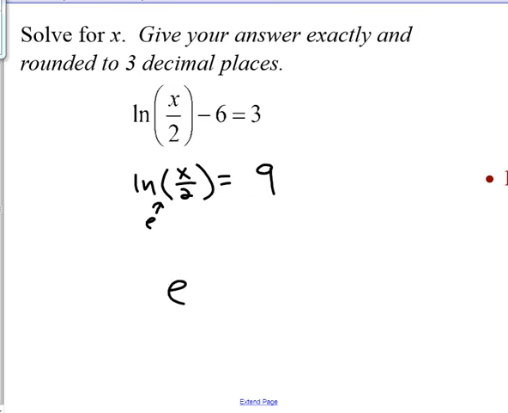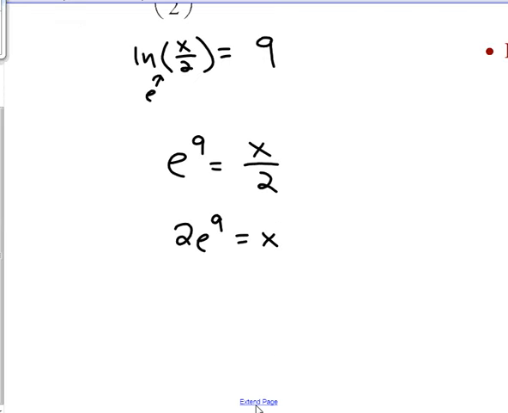So I'm going to take my base of e to my power of 9, and that's going to equal the thing inside my log, which is x over 2. And now I check, am I done? Not yet, because I still have this x divided by 2. I really want x. So to undo dividing by 2, I'm going to multiply by 2, and I get 2e to the 9 equals x. And that is a very weird answer, but it is an answer nonetheless. So if I want, I could use my calculator and come up with a decimal approximation, but 2e to the 9th is an exact answer.